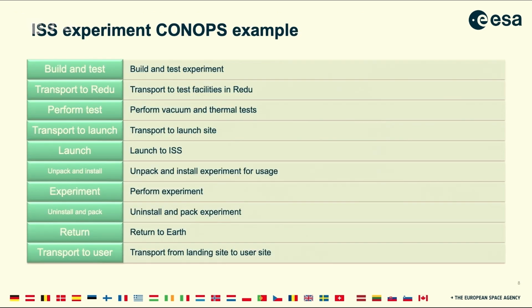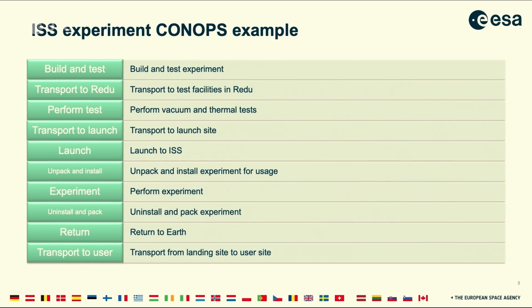Here's an example for a concept of operations for an experiment in the ISS, the International Space Station. It's basically a list of phases, but they don't need to be in a specific order. They could be in any order in principle. They're shown here in order though. So first you would build and test your experiment. Then maybe you want to test your experiment.